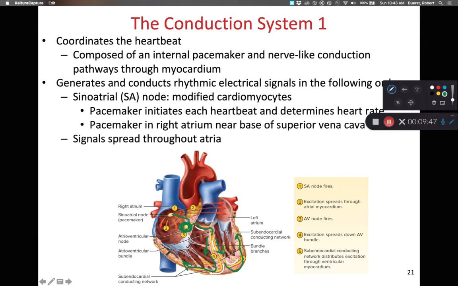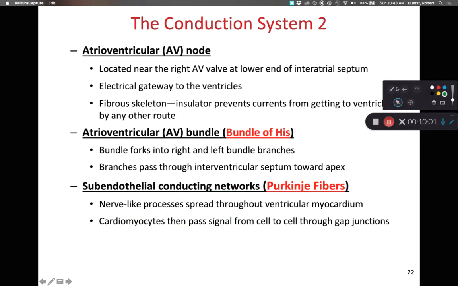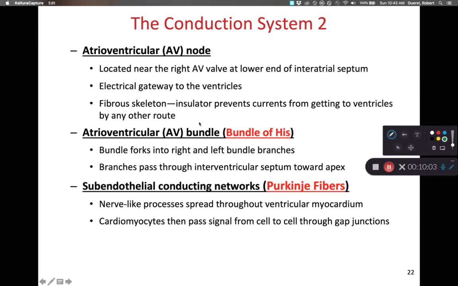Ultimately, what ends up happening is first the two atria contract at the same time, then we skip half a second, and then the two ventricles contract at the same time. So that AV node typically is going to be the gateway to the ventricles. The electrical signal that goes to the ventricles has to make it through the AV node first.